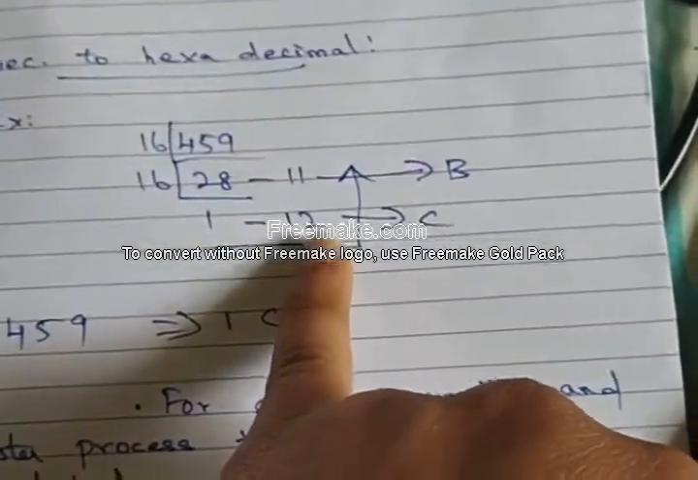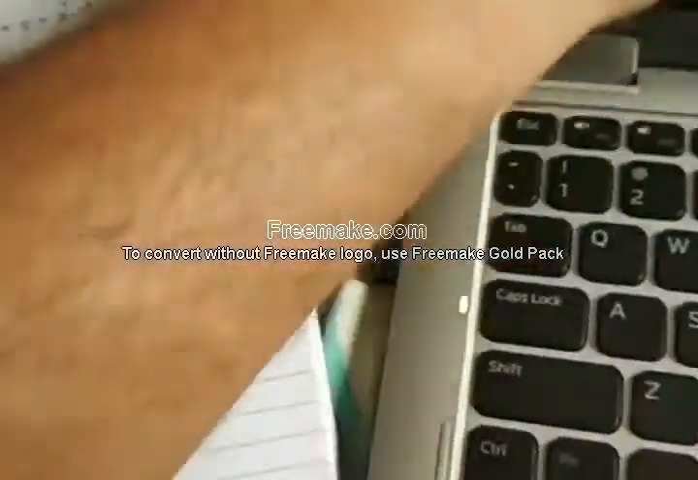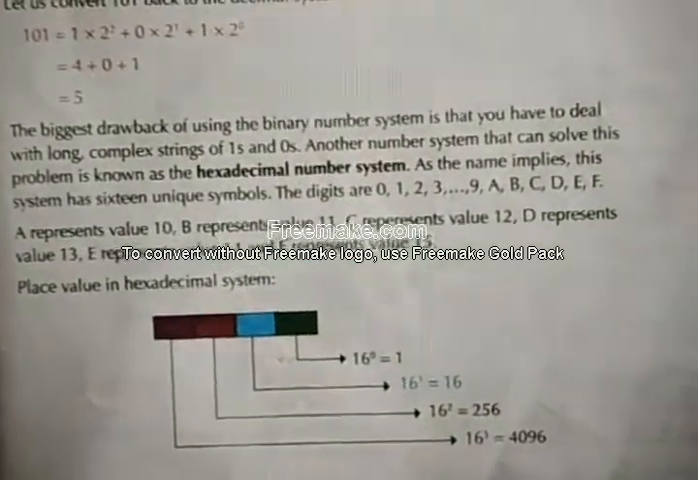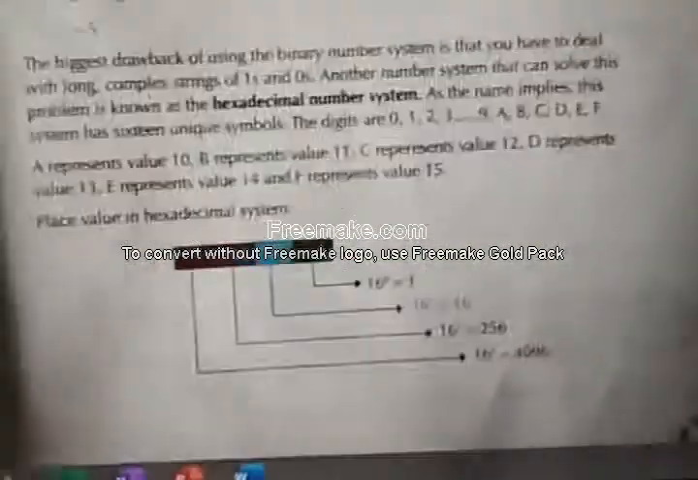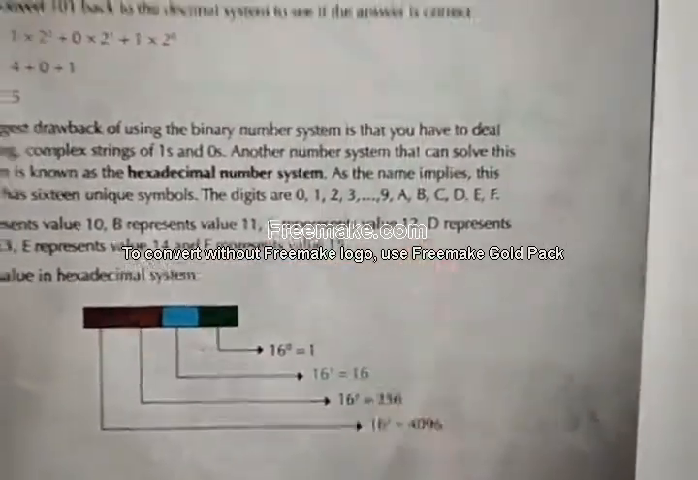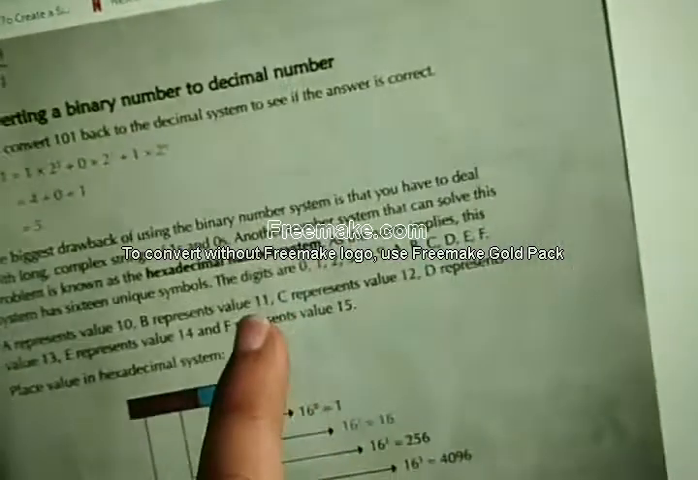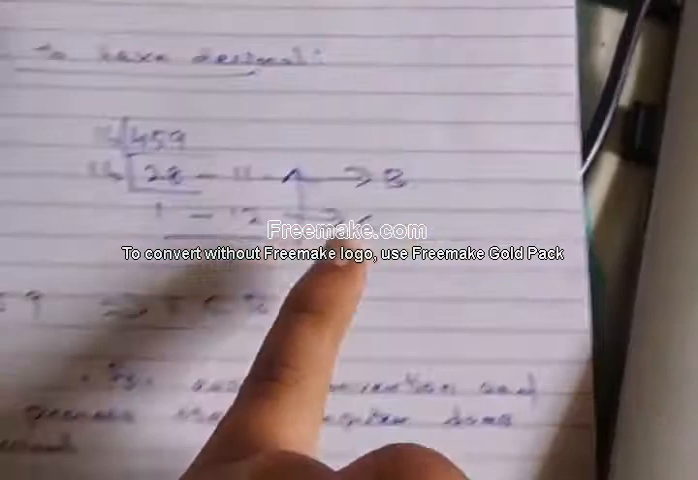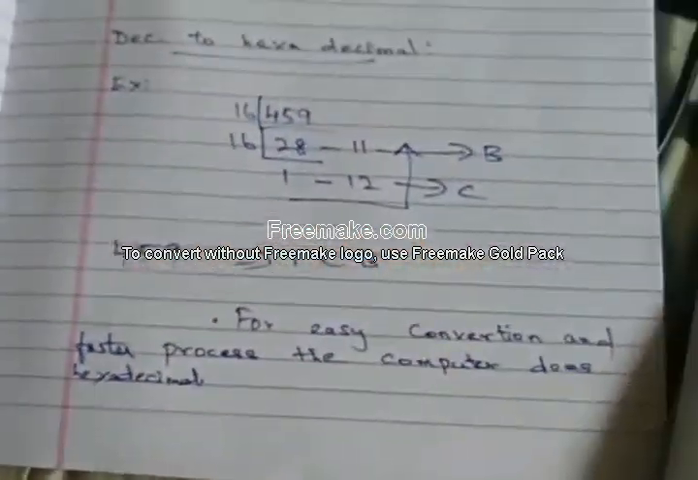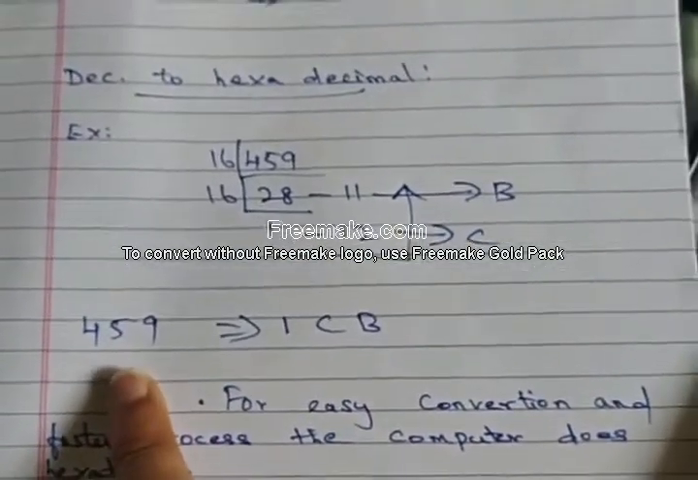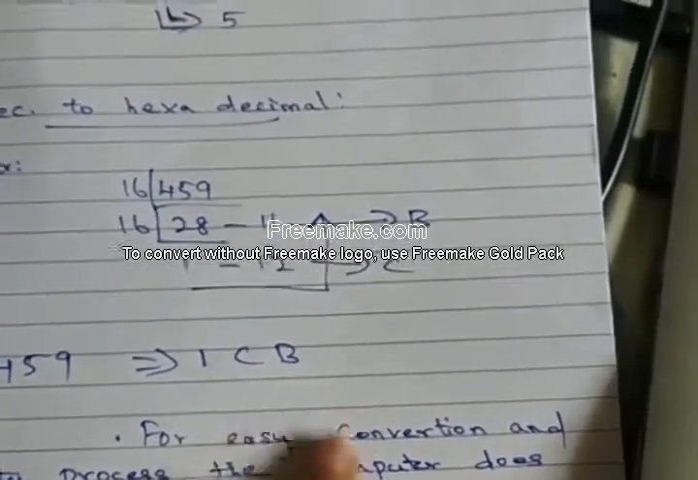So what does this 12 mean? 12 means C. You have seen before, right? Till F it is there. So 12 represents C. C represents value 12. And one more number is there, 11. 11 represents B. B represents 11. So what will be the answer? 1CB. What is the hexadecimal number of 459? Hexadecimal number is 1CB. Okay.